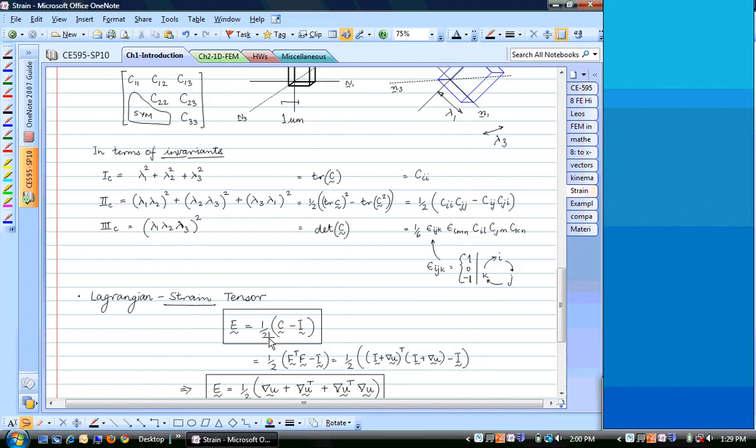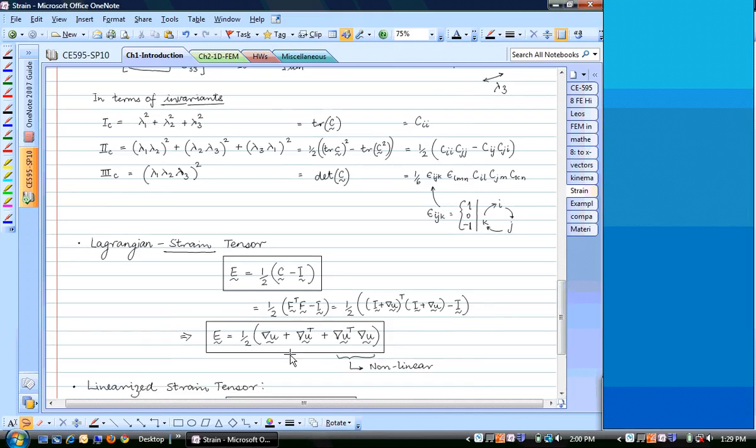Okay, and if you just substitute C is equal to F transpose F into this equation, and remember that F is actually equal to I plus grad U, then you can also simplify it further to something that you might recognize. The Lagrangian strain is equal to half times grad U transpose, and there is this quadratic term, which is the nonlinear term in the definition of this strain tensor.